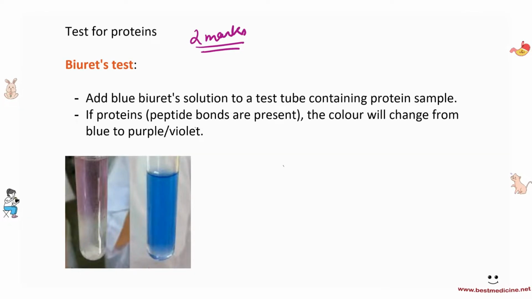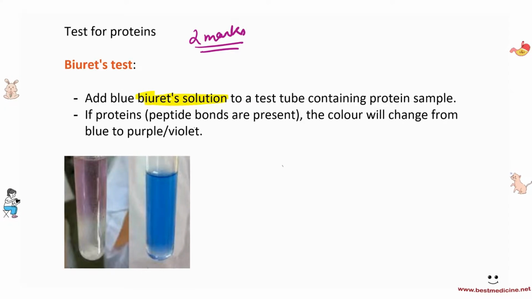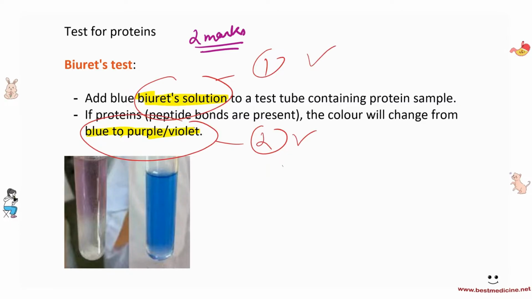So again, do not confuse a Biuret solution with a Benedict solution. Both solutions are blue, and Benedict's is used to test for simple sugars. Biuret's is used to test for proteins. This usually would come for 2 marks, and 1 mark would be for mentioning the word Biuret solution to test for proteins, and the other mark would be for mentioning the color change, which is from blue to purple or violet. Okay, so 1 mark for this, and 1 mark for this, and you get 2 marks. Hopefully this comes up on your exam and you're able to confidently do it.